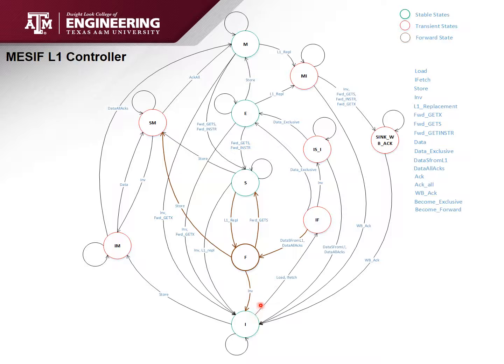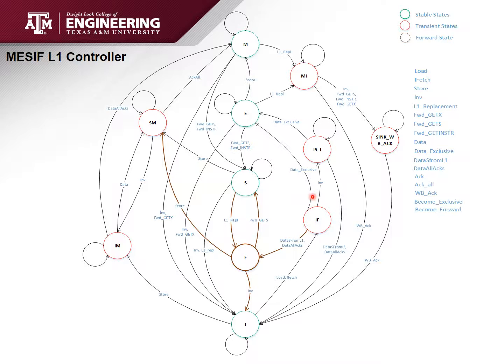So whenever a load or ifetch comes, we move to the IF state, and we wait there to receive the other L1 caches' responses to know whether other L1 caches have this block. If the other L1 caches have the same block, then we will move to the F state, which is a shared state, but the new cache which has requested the data recently will become the F state.